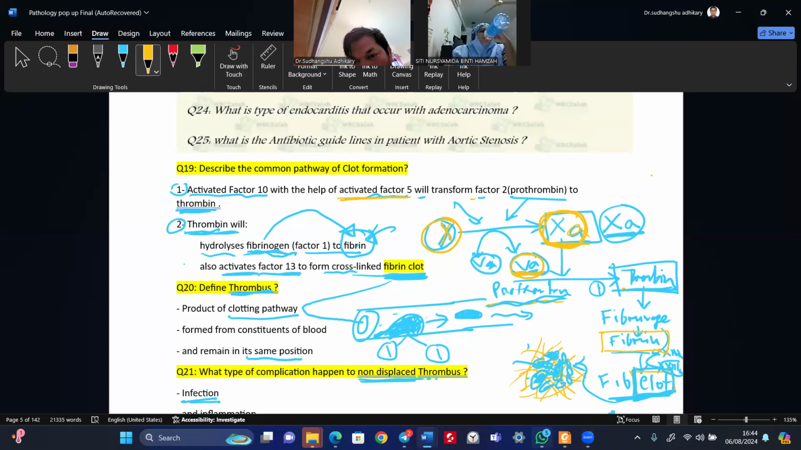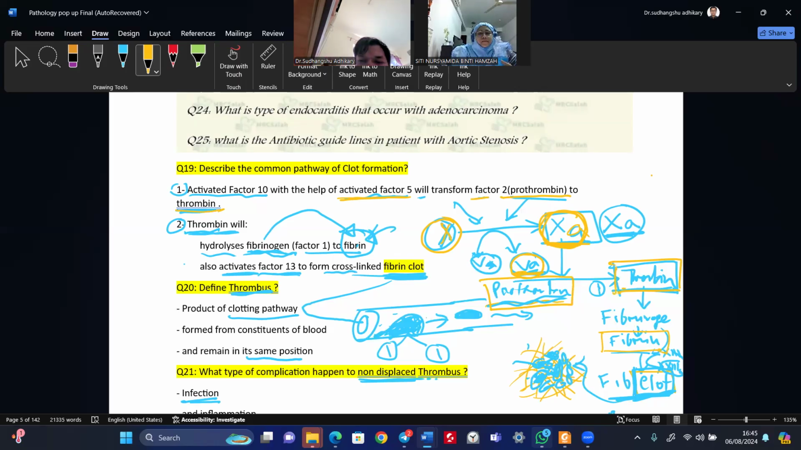Activated 10, with the help of activated 5, will transform factor 2, prothrombin, to thrombin. They will act on prothrombin to make it thrombin. Again, we repeat the same sentence. They asked about the common pathway of clot formation. Common pathway means it is 10. So 10, make it activated 10. Activated factor 10 with the help of activated 5 transforms prothrombin to thrombin.